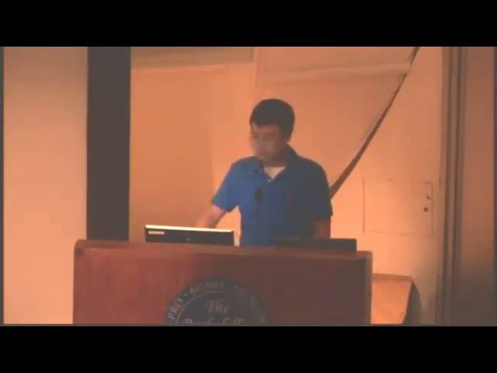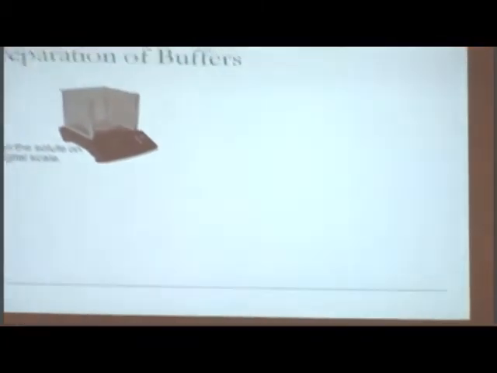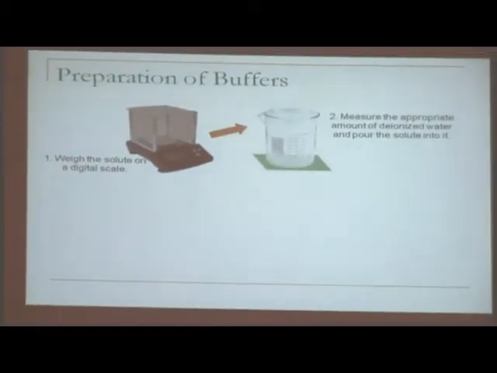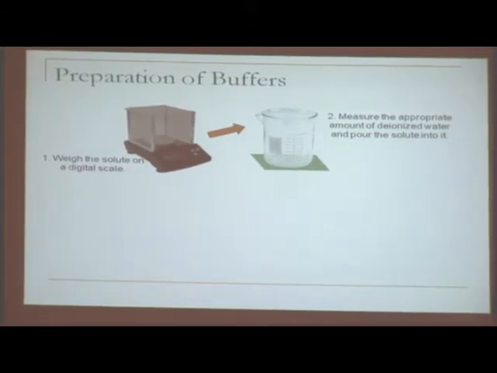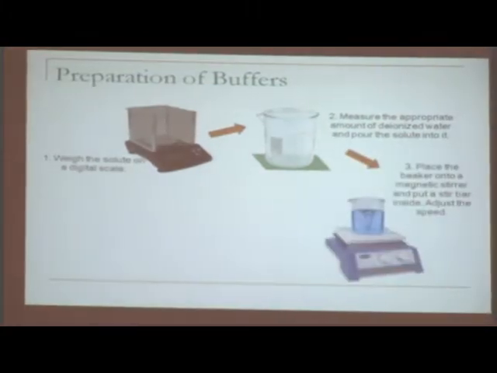Before we go any further, one of the most important protocols that I learned during our research was the preparation of buffers. Buffers were used in many of my experiments. The first step in preparing a buffer is to weigh the solute on a digital scale. Second, you need to measure the appropriate amount of deionized water and pour the solute into it. So basically, you add the solute to DD water. Third, you place the beaker onto a magnetic stirrer, and you place the stir bar inside. That helps it to mix together.